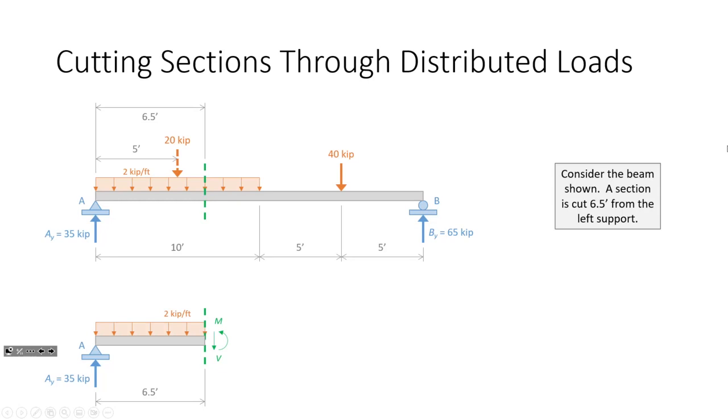Distributed load. I take that distributed load, turn it into 20 kips, right? No, that is a different load than this. This load was 10 foot long. This load is 6.5 foot long. So now this load is not 20 kips, it's now 13 kips, because it's 2 kips per foot over a distance of 6.5 feet. So it's a new concentrated load, new location.